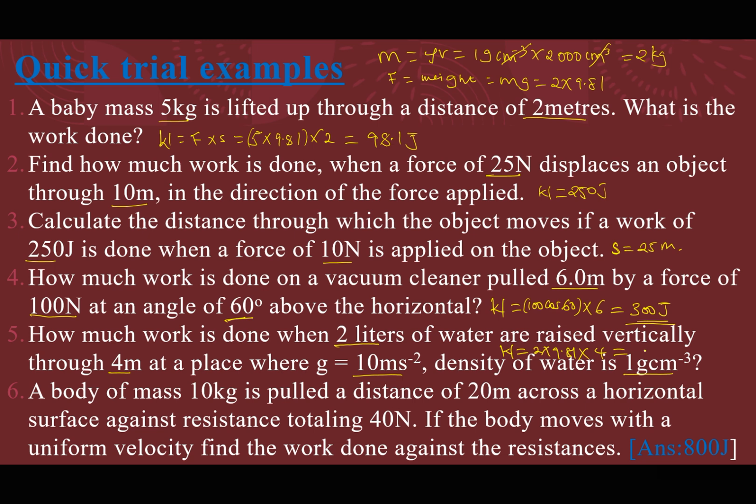So I have 8 times 9.81, so this is 78 joules. You can also verify. A body of mass 10 kilograms is pulled a distance of 20 meters across a horizontal surface against a resistance totaling to 40 newtons. If the body moves with a uniform velocity, find the work done against the resistance. So since the resistance is totaling to 40, then the work done against the resistance is going to be the resistance force times the distance. So that is 800 joules. Okay.